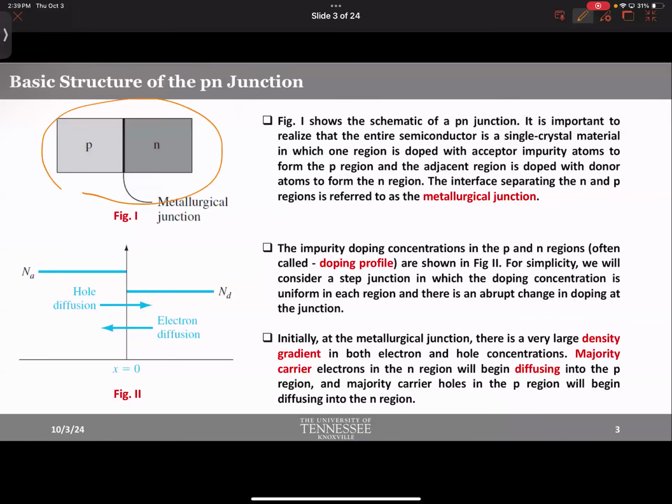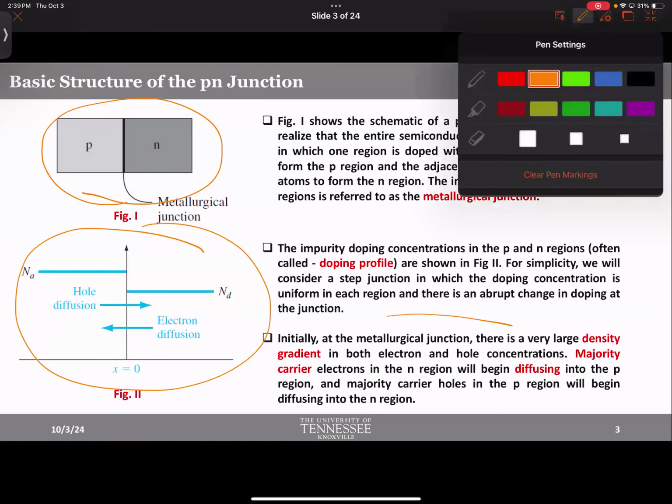We discussed the concept of metallurgical junction. Let me move to the other slide.